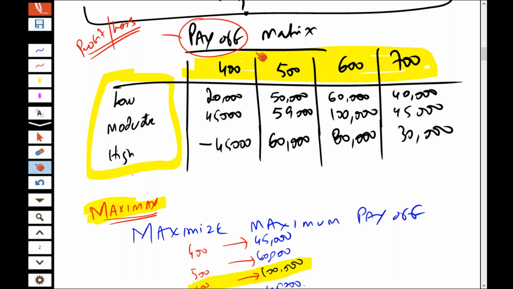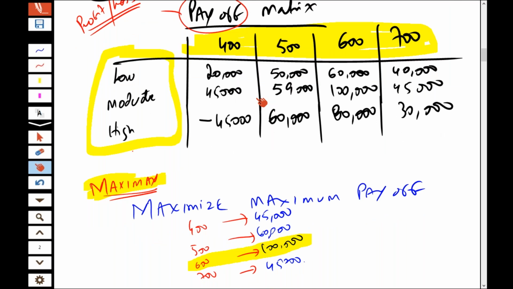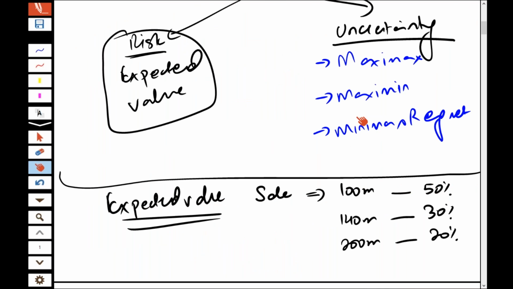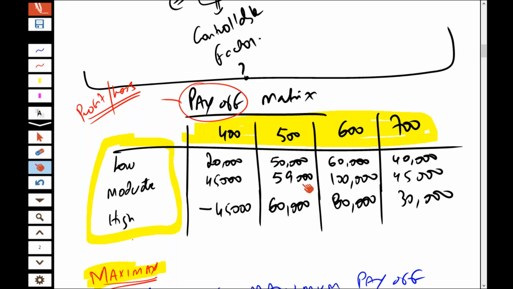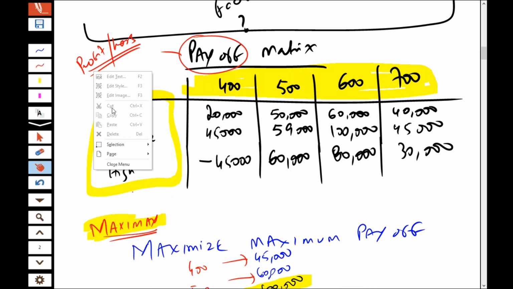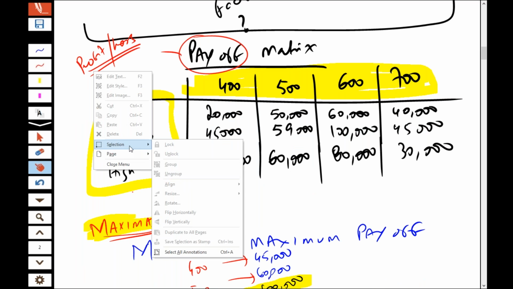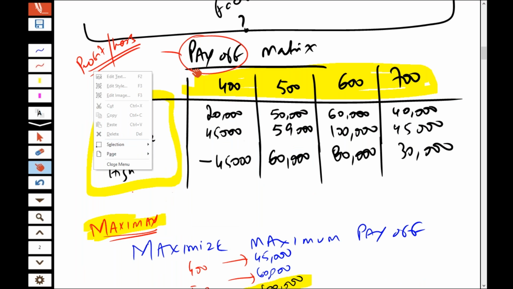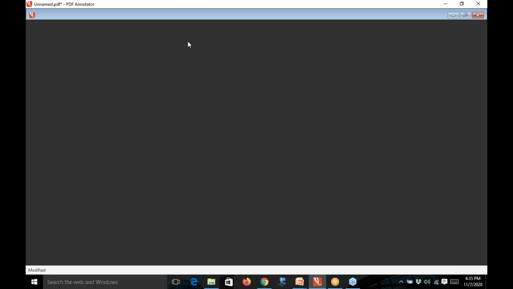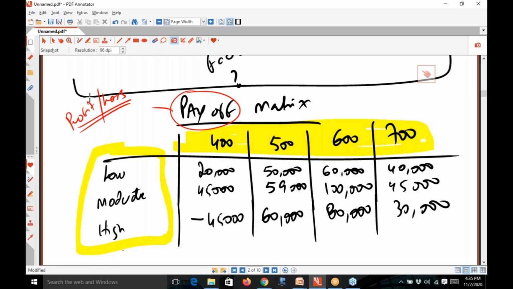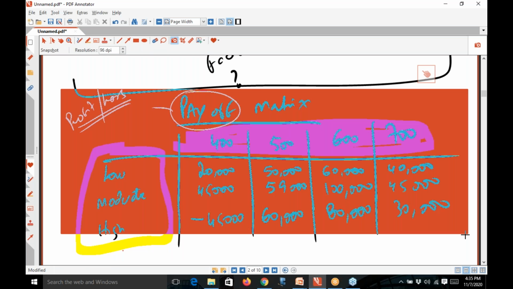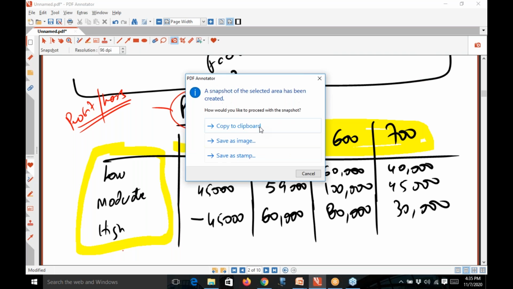Okay, now the third situation is that you have to prepare. The third technique that is there is actually called minimax regret. Now, what exactly do you mean by this minimax regret technique? Let's try to have an understanding. So if I talk about this minimax regret technique, what exactly are we going to do? I'm going to guide you.